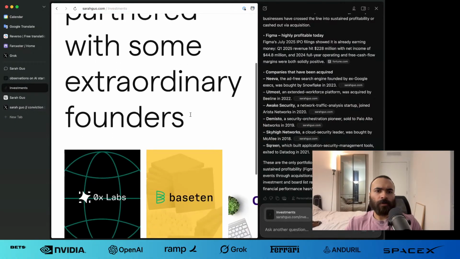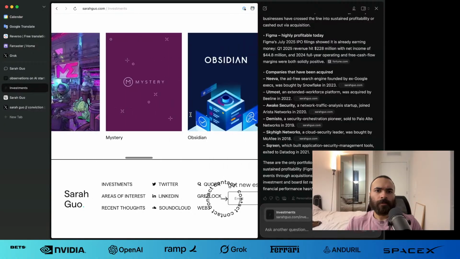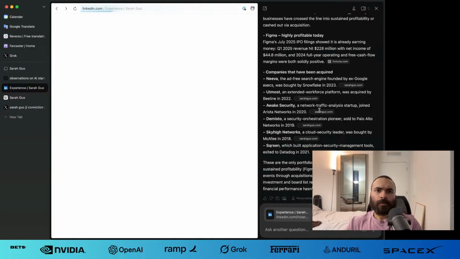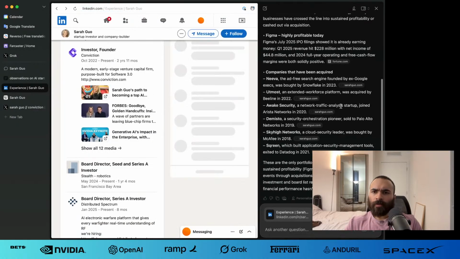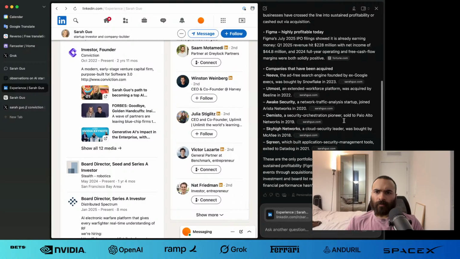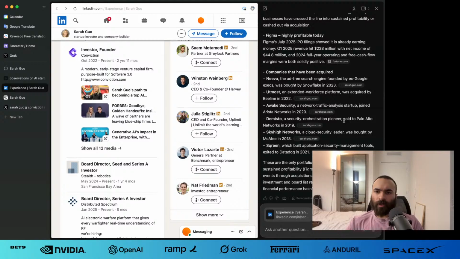I partner with some extraordinary founders. Interesting. Demisto went to Palo Alto. A cloud security leader was bought by McAfee. Screen, which built application security management tools, exited to Datadog in 21. These are the only portfolio companies that have either proven sustained profitability or already produced liquidity events through acquisition. The rest of the firms on her investment and board list remain private growth plays whose financial performance hasn't yet been public.